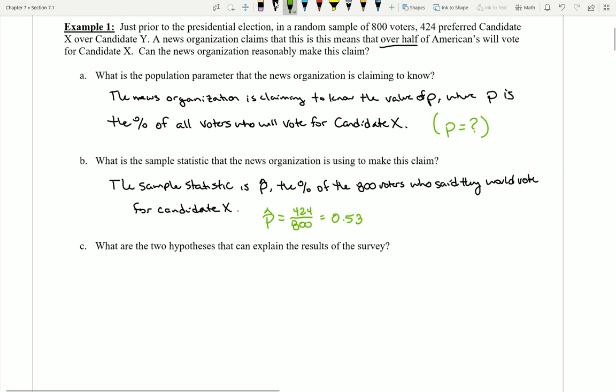Well, the news organization is really doing something that we kind of did back at the beginning of this semester, where we talked about the idea of using simulations. And in those simulations, we often had two hypotheses. Let's take a look at what those two hypotheses would be here. Remember that my two hypotheses are meant to try to explain why it is we're seeing 53% of people voting for candidate X. And so here's at least one possible hypothesis.